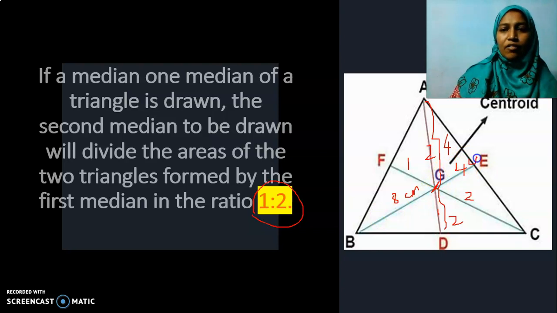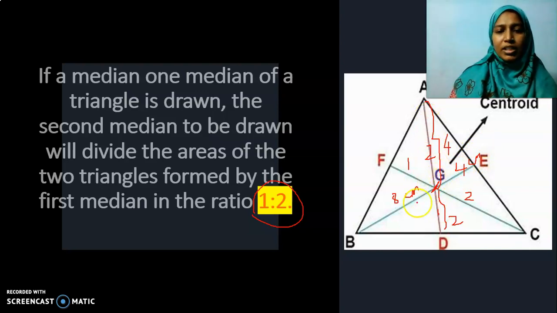Is it clear? If they give you the smaller portion, to find the bigger portion, you will multiply. If they give you the length of the bigger part of the median, to find the smaller part, you have to divide. Is it clear, my dear children? That is about median and centroid.